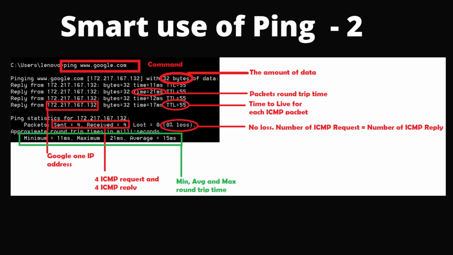Now the time which is showing here, I have pointed at 21 ms, so it's 21 milliseconds, right? So to reply from the server back to my machine, it took 21 milliseconds, right? So in that particular time, how much time it takes to reverse the request and response, how much time it takes, that is the time which is called packet round trip time.